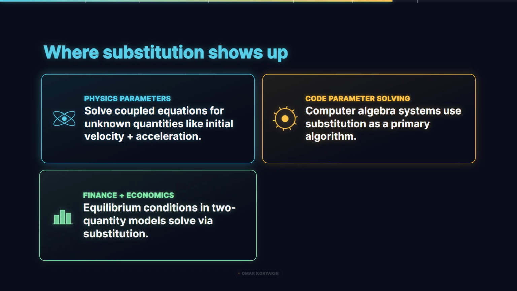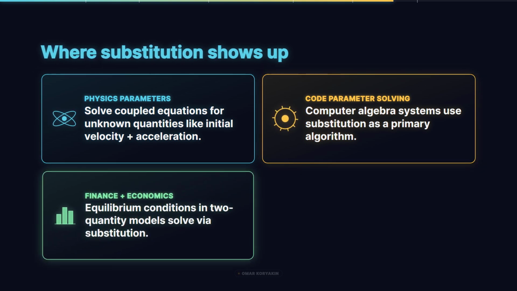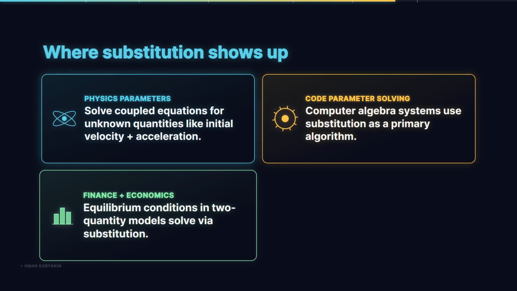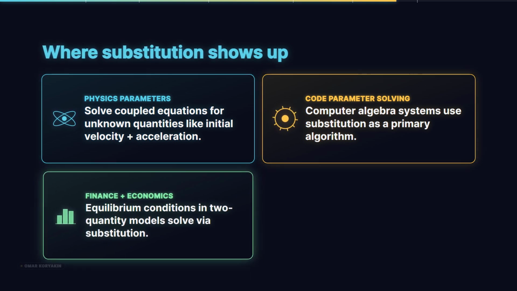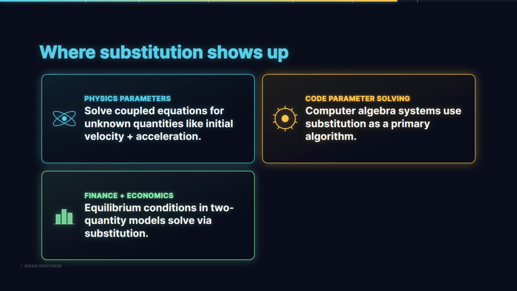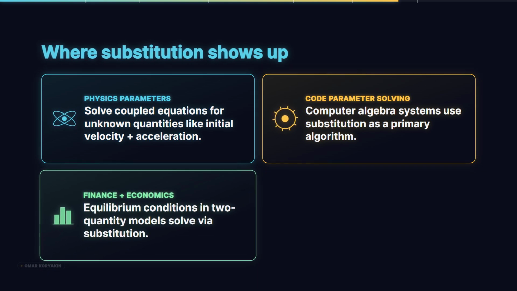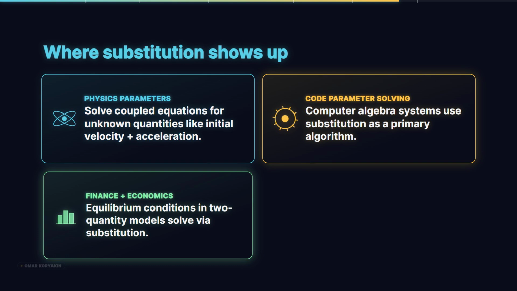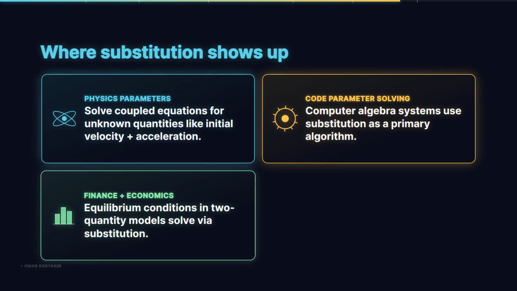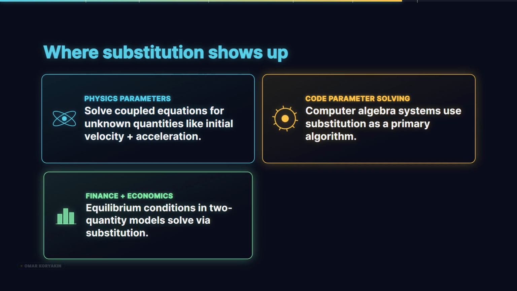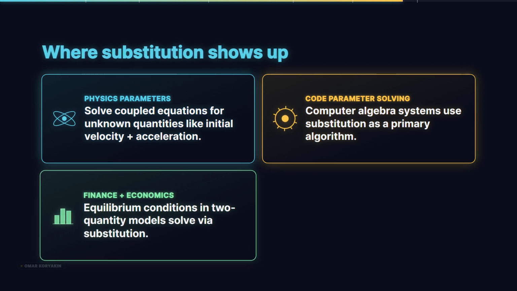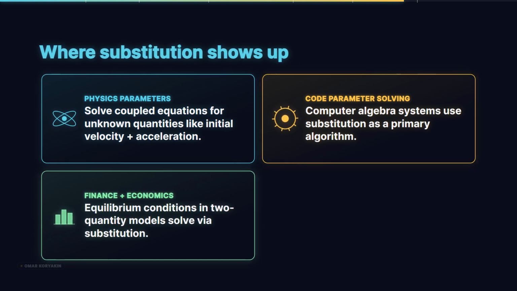In finance and economics, equilibrium conditions in models with 2 interacting quantities like price and quantity, supply and demand, or 2 competing investment options reduce to systems of equations that substitution can solve cleanly. Microeconomic equilibrium, optimal portfolio allocation in 2 asset models, and many other applied scenarios use substitution as the primary algebraic tool.